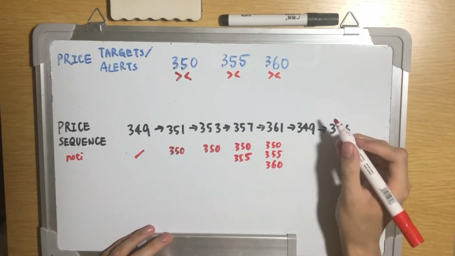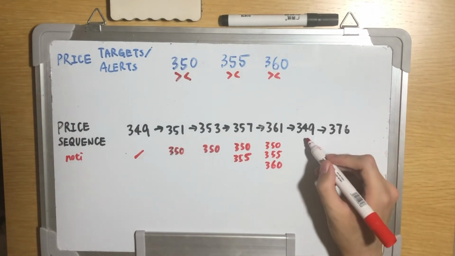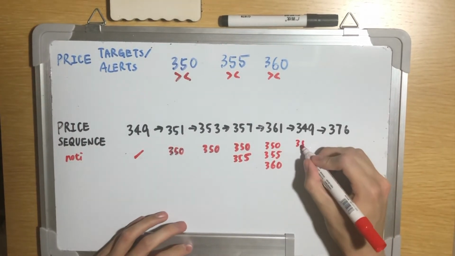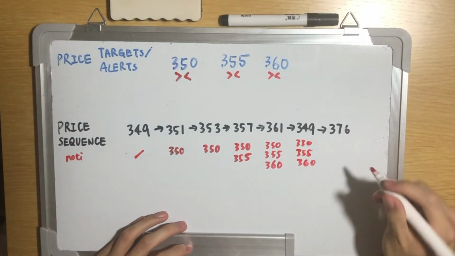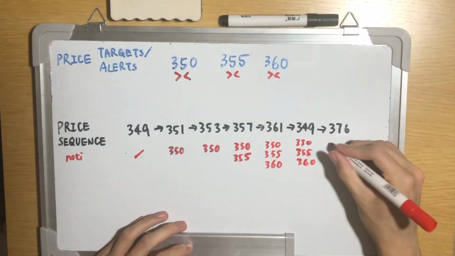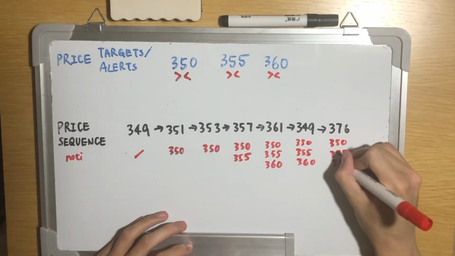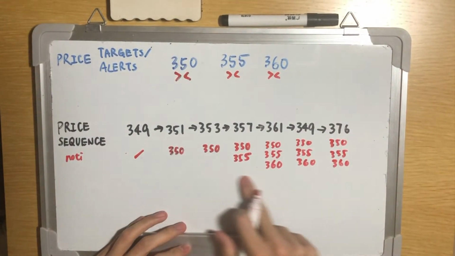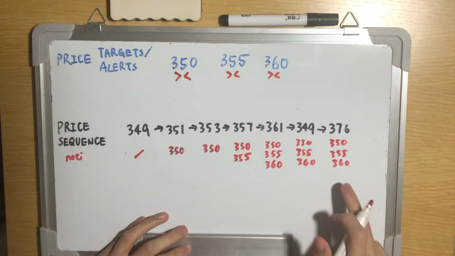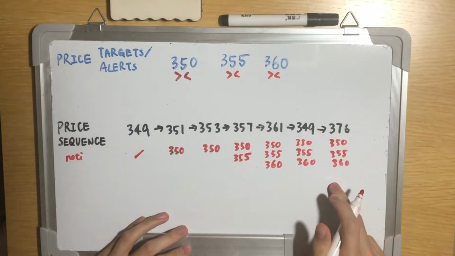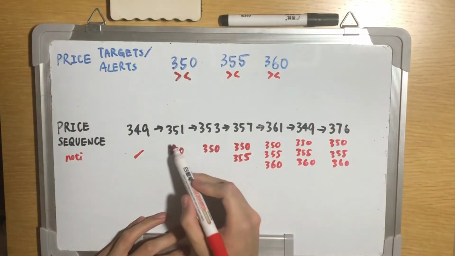This is for increase. And for decrease, if it drops back down to 349, it will send all the alerts as well. So if it goes back up, it will also send all the price targets. So you can see there are a lot of notifications that we actually don't want. What we actually want is the first time that it passes a certain price. So this will be what we want.